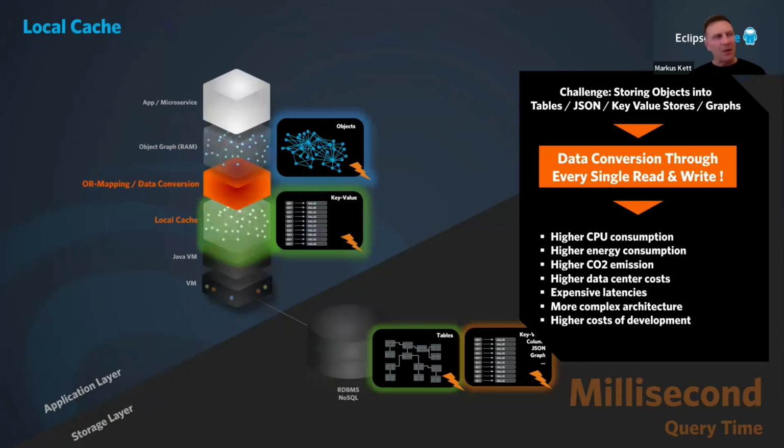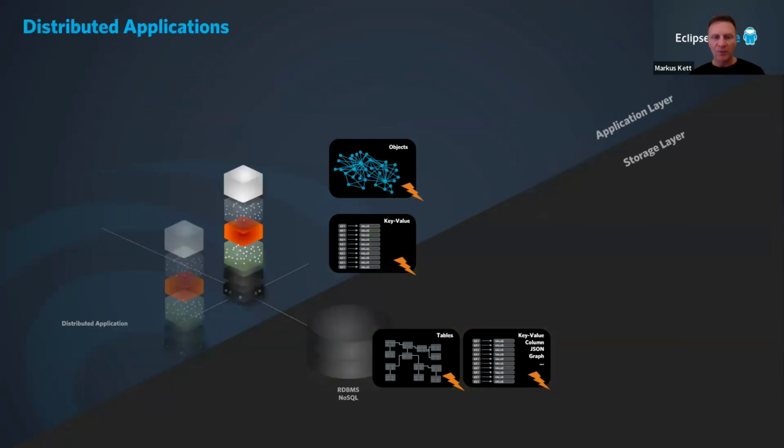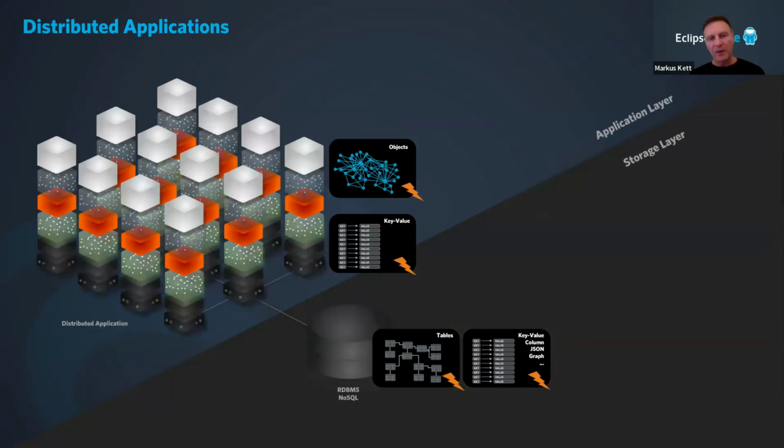And because of these latencies, we mostly are used to use caches to accelerate the performance of database queries. So we are used to use local caches. And by introducing a local cache, we increase the complexity. So it gets more and more complex. It's just because we want to store some data. And it's even more complex when we build distributed applications.